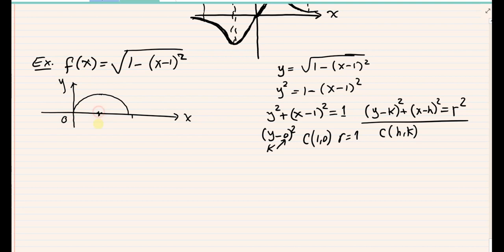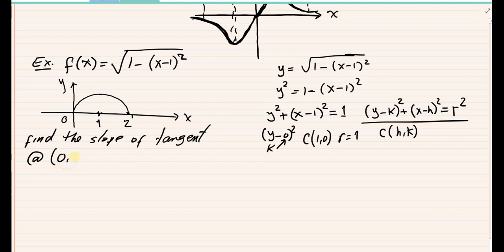Remember, the center is at (1, 0) and the radius is 1, so it makes it 2. So this is the graph of this function. Now, let's say we want to find the slope of the tangent at the point (0, 0). So it looks like at (0, 0) we have a vertical tangent, right?